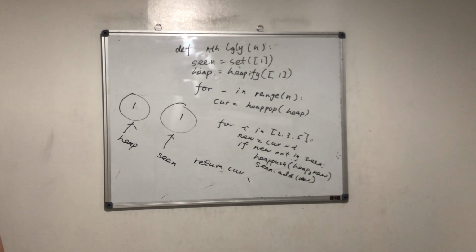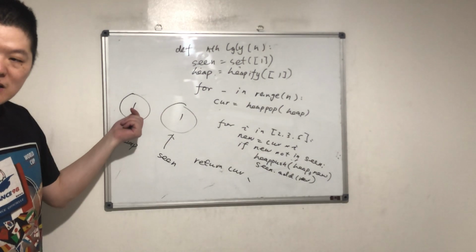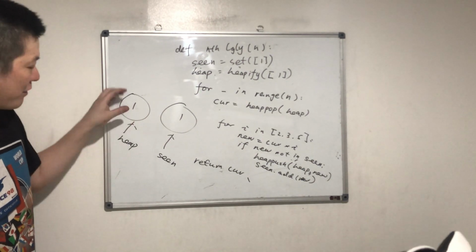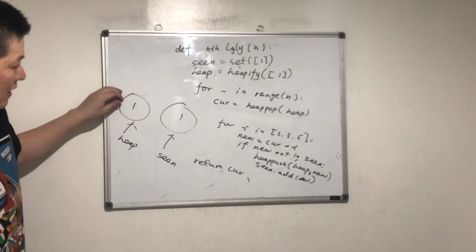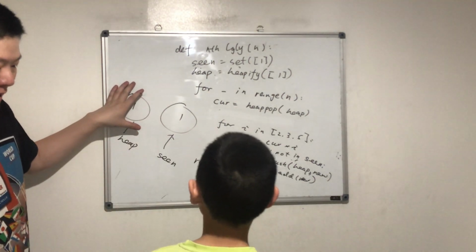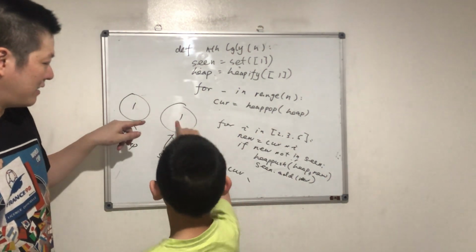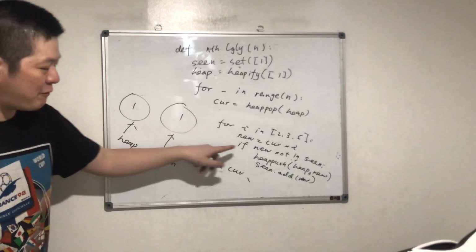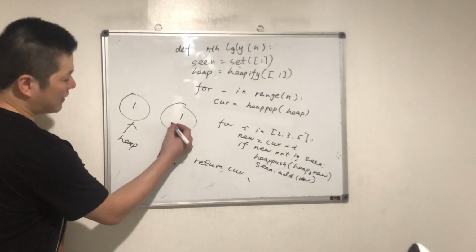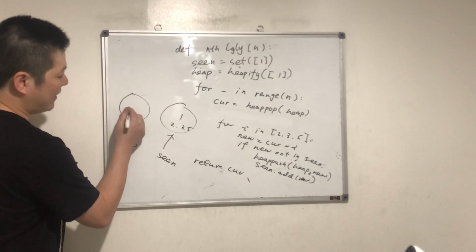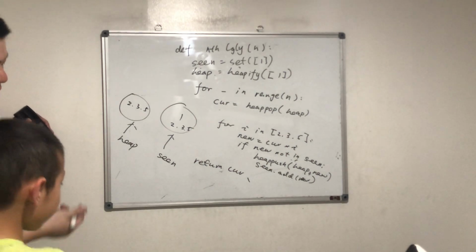Current equals heap pop. What does it mean? It means that the current equals the heap's smallest element. So we are taking the smallest ugly number from the heap, right? It's already an ugly number because it's the first one. I multiply by 2, 3, 5 and put the results in here. If it's not seen, I put it in. Then I take the next one out and multiply by 2, 3, 5. Okay, so now you tell me what to do next.